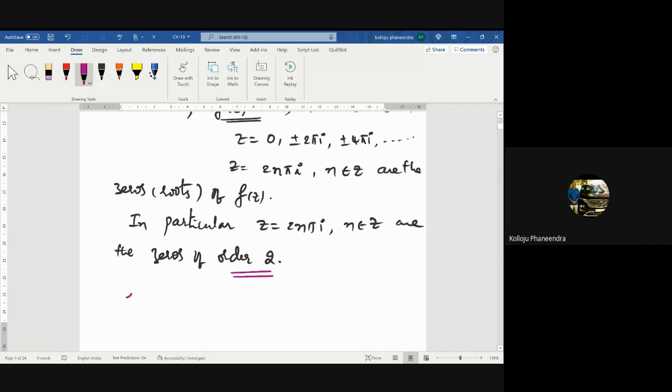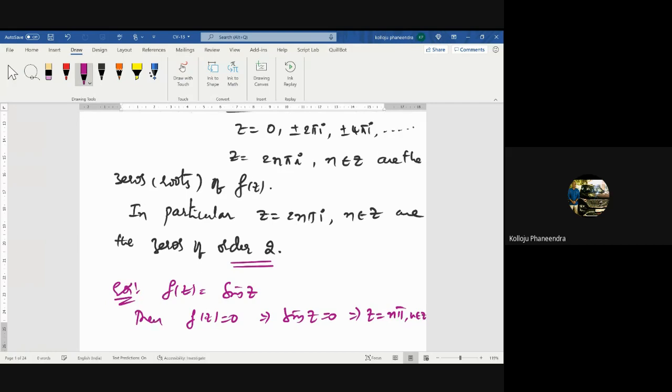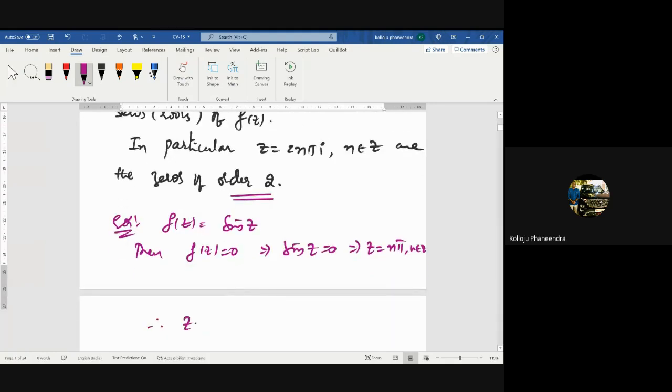Another example. If I take f of z equals sin z, then f of z equals 0 when sin z is 0. What are the values of z? n pi, n belongs to Z. Therefore, z equals n pi, n belongs to Z, are the zeros, and these roots are not repeated, so they are of order 1.